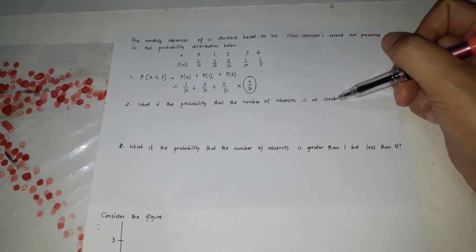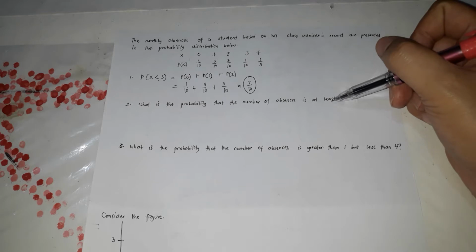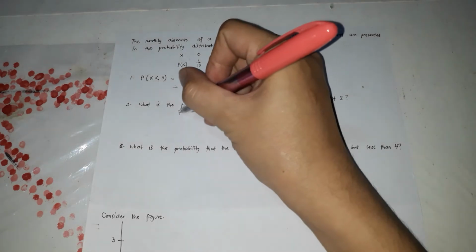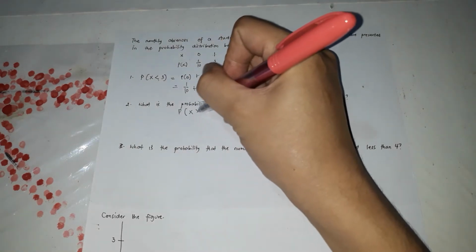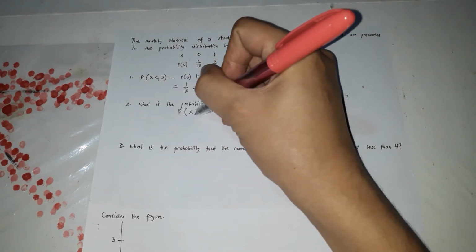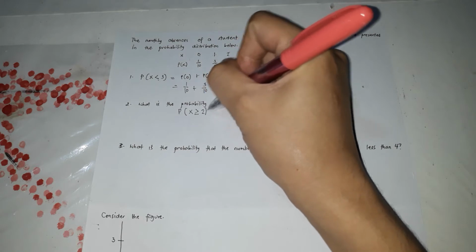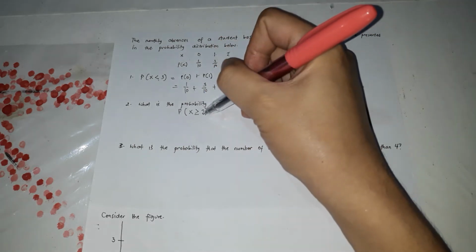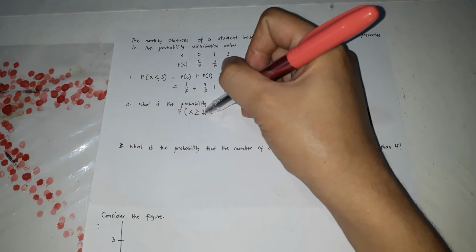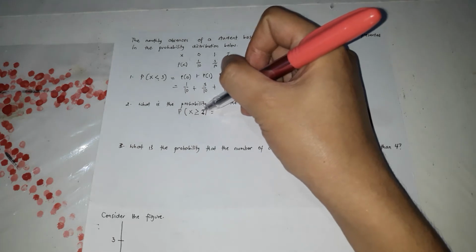So number 2, what is the probability that the number of absences is at least 2? If it is at least, the least is 2. So it would be P(x) such that x is greater than or equal to 2. This is the symbol because it's at least 2. Ibig sabihin, the smallest number of absences is 2.